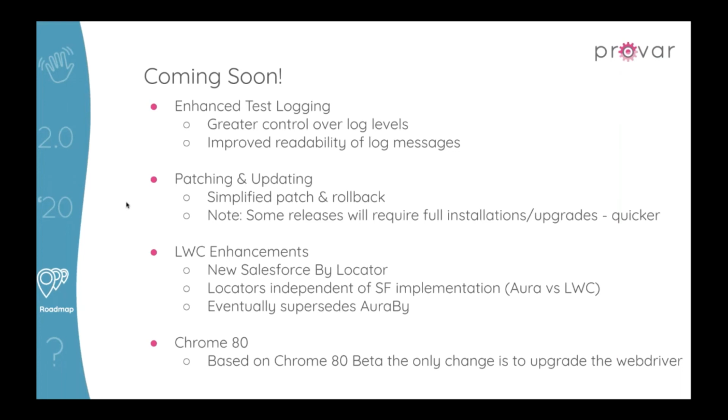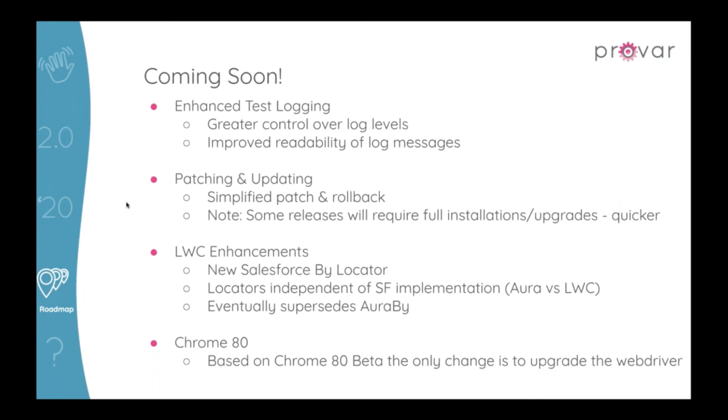I'm really excited with our enhancements for Lightning Web Components. So you'll see a new By Salesforce or Salesforce By locator appear in the next couple of releases. So we're supporting all the Salesforce LWC based components, and we're supporting Aura components as well. The intention there is a locator should be independent of whether you're executing as Aura or Lightning Web Components, and really effectively tie back to the metadata of the field or button or link or tab that you're trying to test.